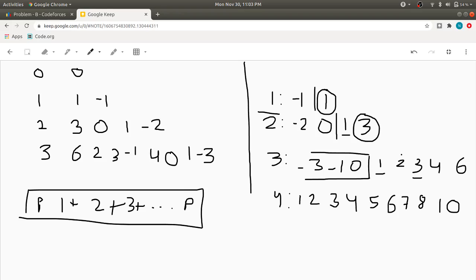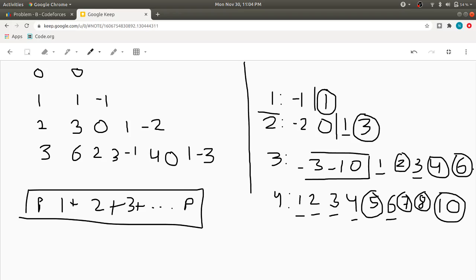So what am I getting as my new terms? 2, 4, 6. Now check for 4: 1 is already found, 2 is already found, 3 is already found, 4 is already found, 5 is new, 6 is already found, 7, 8, then 10. Now my observation is, for this observation you have to see from here.